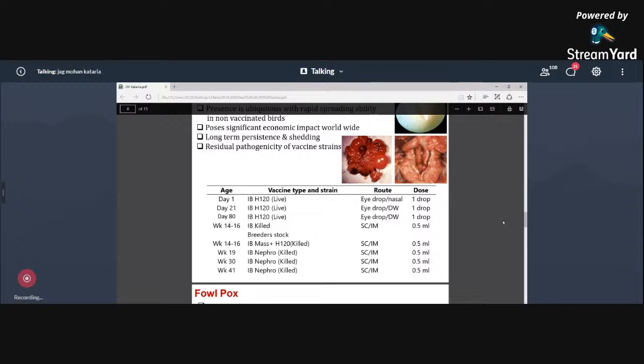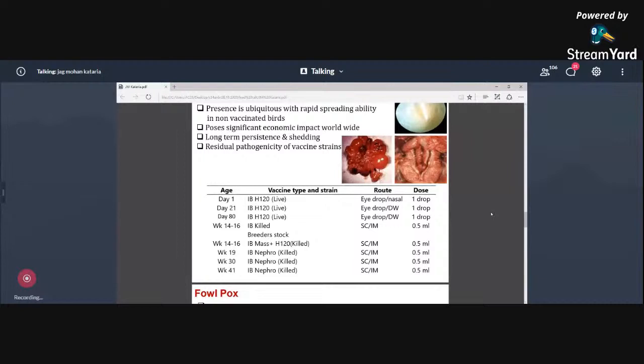Another big problem we are facing in poultry: we are importing. Most of the houses import, repack, and give to the market. Since we don't have our own, they have to import. Either we should give something, or if we are not able to, then give them permission. That is what is happening. And IB is such a virus that the vaccines give very low and short immunity, so repeated vaccinations are given to the bird. You can see 1 day, 21 days, 80 days. Then in the breeder flock, so many vaccinations.